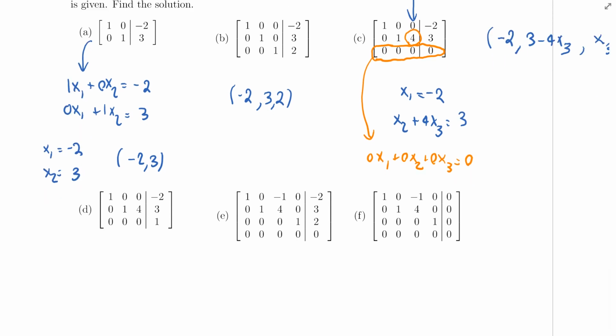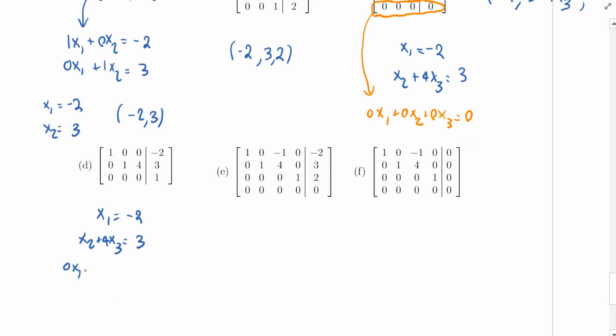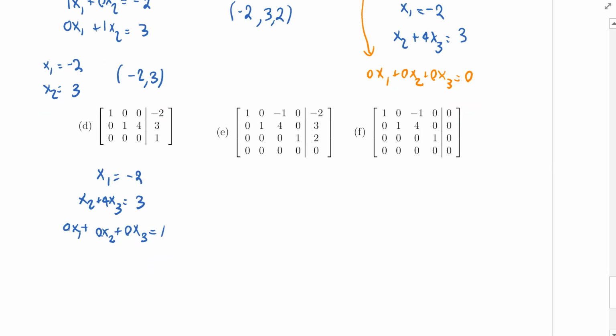Let me actually write the equation for this. It's actually quite the same as this one. I'm going to have x1 equal to negative 2, x2 plus 4x3 equal to 3. And then I'm going to have 0x1 plus 0x2 plus 0x3 equal to 1. Oh, there's trouble here. I cannot have 0x1 plus 0x2 plus 0x3 equal to 1. So this actually has no solution.